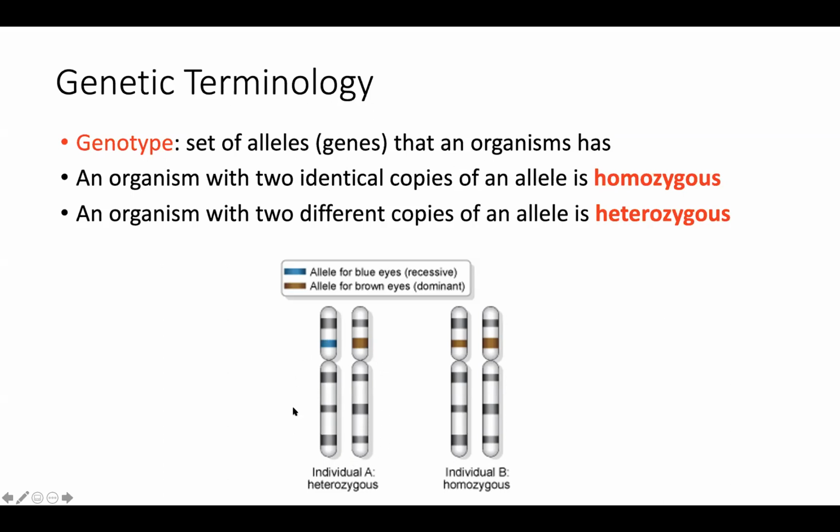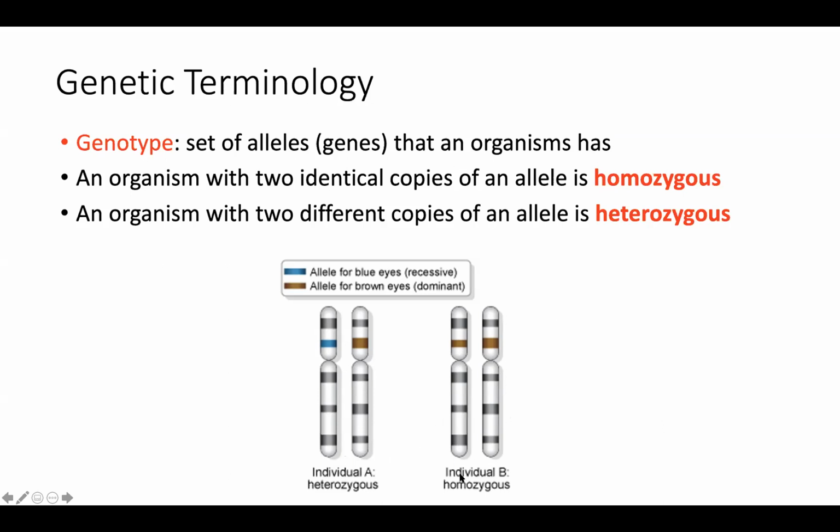So in this case, if we were looking at individual A, we would expect that individual A would have brown eyes, right? Even though this person has a heterozygous pair of alleles for eye color, a brown allele and a blue allele, because this blue allele is recessive, the brown allele is dominant, and so this individual would have brown eyes. We would predict that.